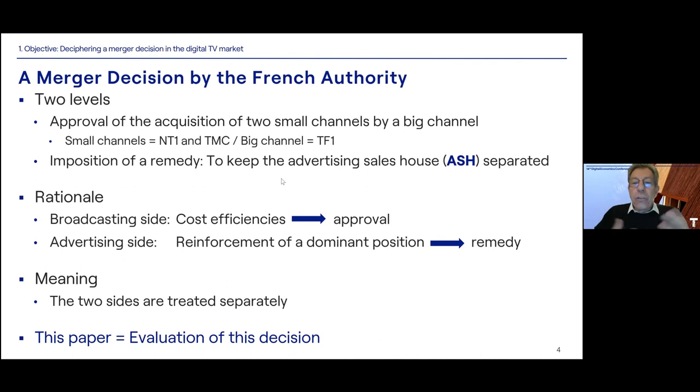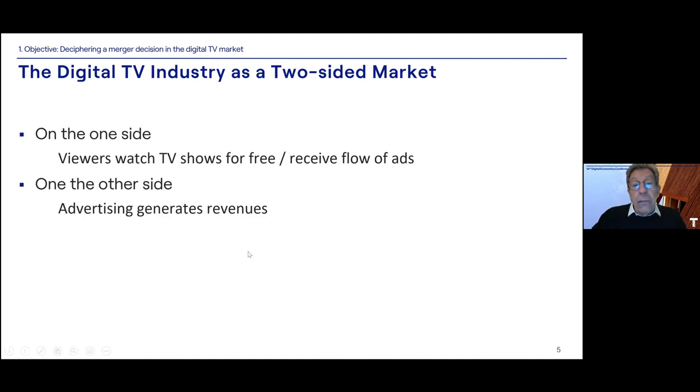And so the remedy. What we can say from that is that clearly the two sides have been treated separately. At least we don't see in the decision a relation between the two decisions. And it's for this reason we thought it was interesting to evaluate this decision, because it is indeed a very interesting market. On one side, viewers watch TV shows for free and in some sense pay by receiving flows of ads. By the way, it is very similar to looking for information on the internet, where you go to Google to find information for free, but you receive advertising at the same time.